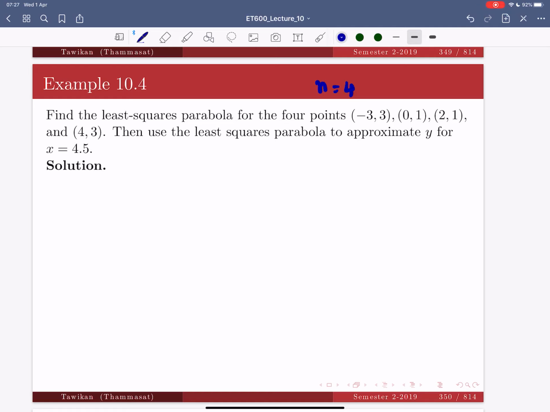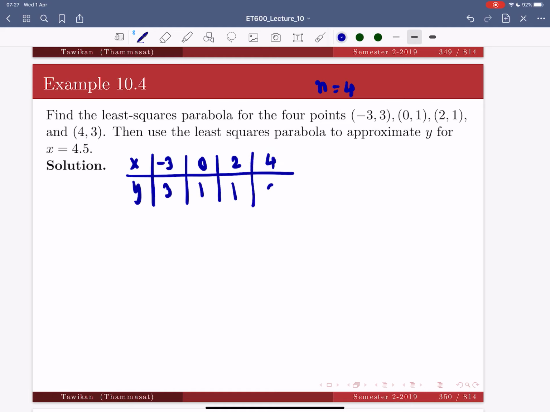n is 4. And the table for the given points: when x is negative 3, y is 3. When x is 0, y is 1. When x is 2, y is 1. And when x is 4, y is 3.